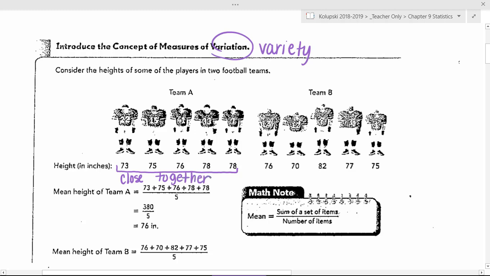And when I look at Team B, look at the second and the third player. They are very different in height. We have 76, 70, 82, 77, and 75. So if I'm comparing, definitely it looks like their players are more spread out in their height differences.